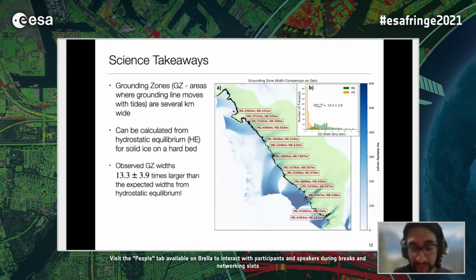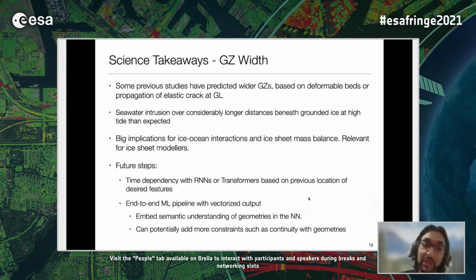There's some discrepancy between expectation and observations, not just based on our observations, but also observed in other studies, where what we observe doesn't match with hydrostatic equilibrium. So what's going on? There are theoretical studies that say that, not assuming a hard bed and rigid ice, you can get some of these numbers. And this study, for the first time, doing a mass scale delineation of all the widths of the grounding zones, can provide the evidence to corroborate or negate some of these theoretical frameworks.